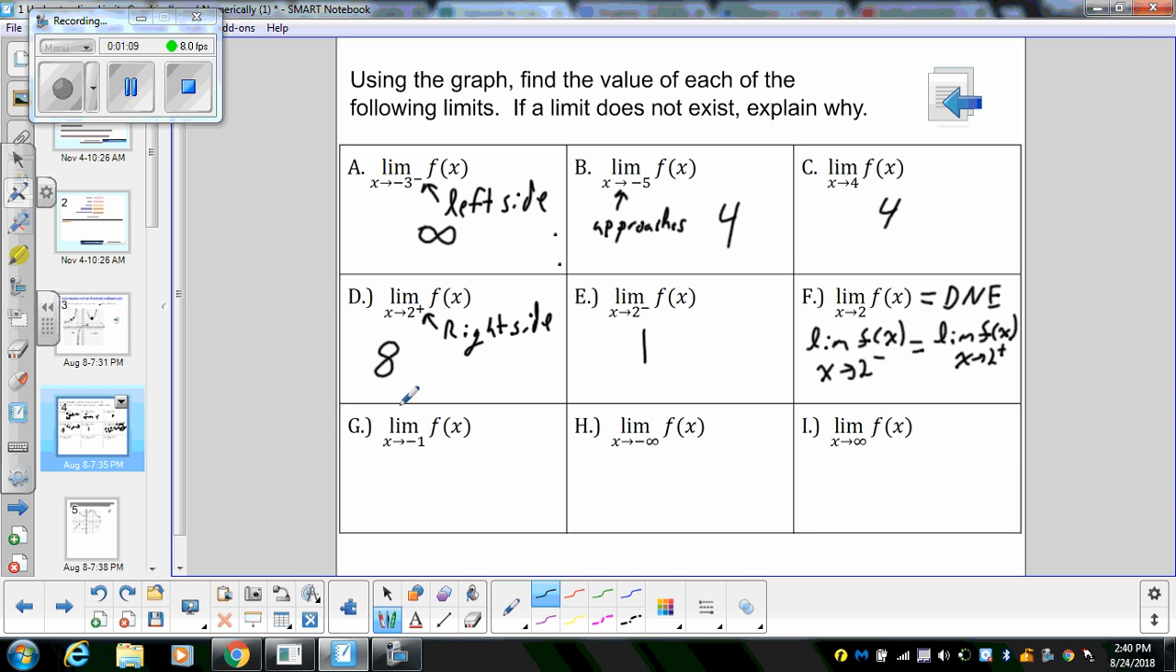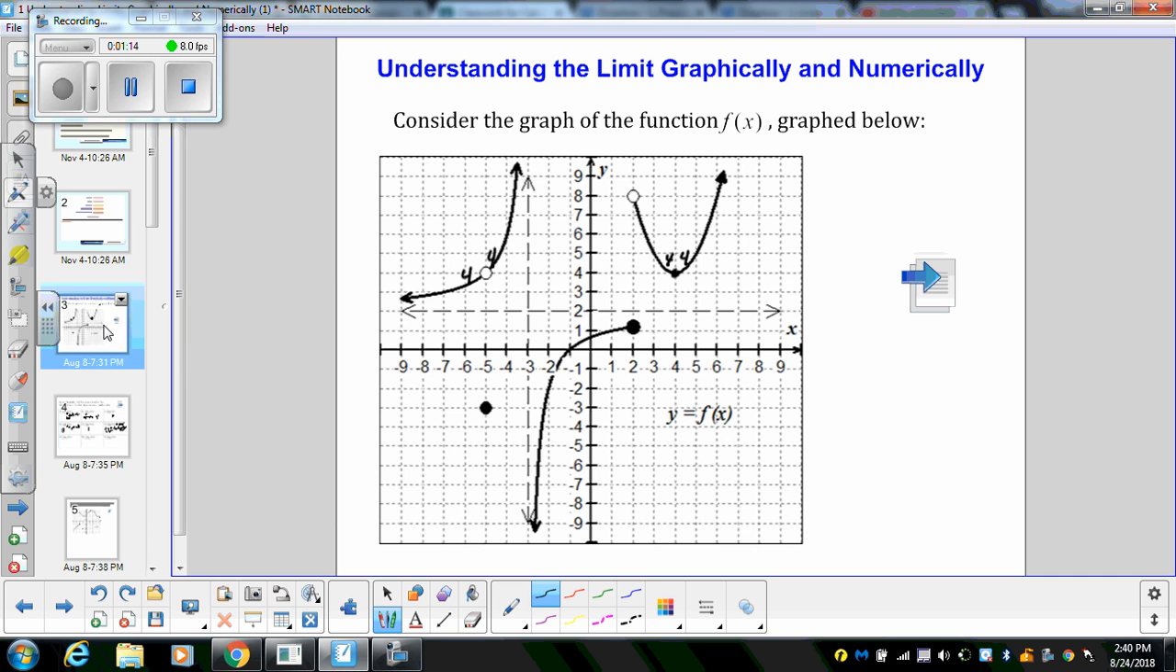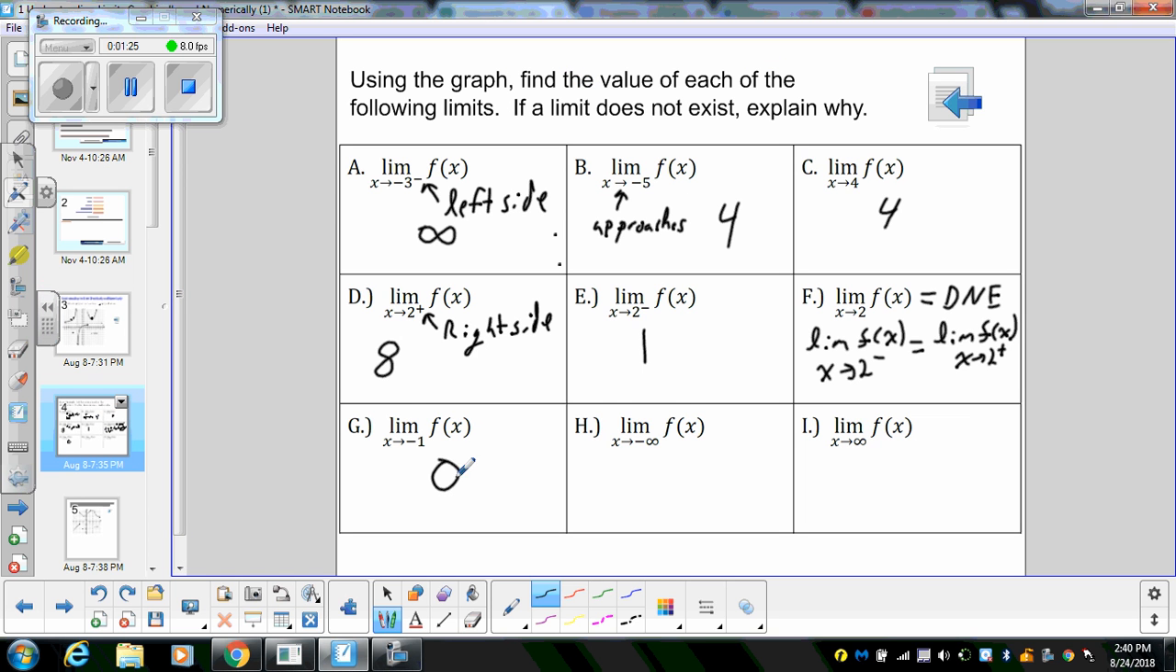All right. So if we look at the limit of f of x as x approaches negative 1. So here is negative 1. And we see both from the left and the right, it is approaching 0, right on the x-axis. So that one's an easy one.